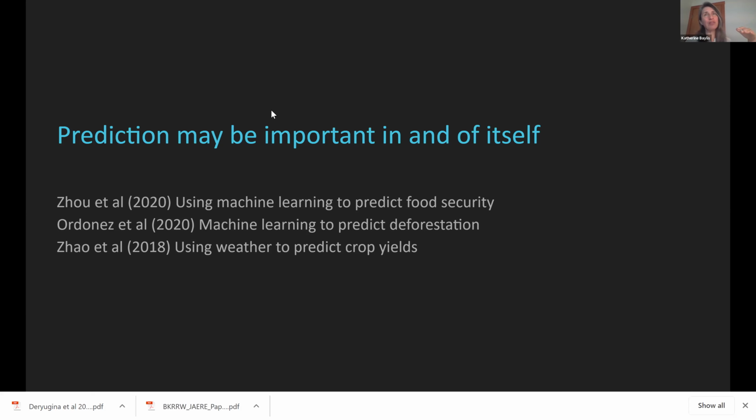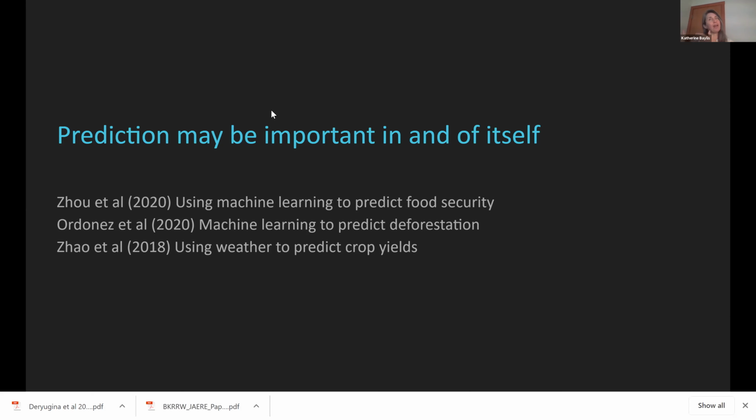You could also imagine a place where we wanted to predict future deforestation, say in the Amazon. If we knew where and when different parcels would be likely to be under threat, we could target interventions, either increased monitoring, increased enforcement, or payments for ecosystem services, to try and mitigate that threat. Another place where we might care about prediction is predicting crop yields.